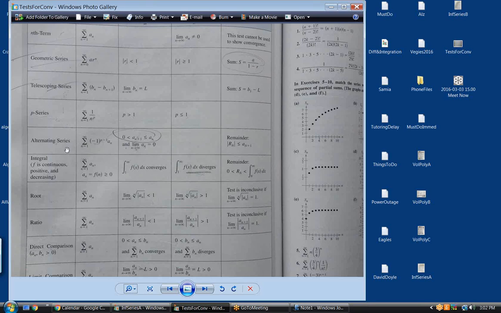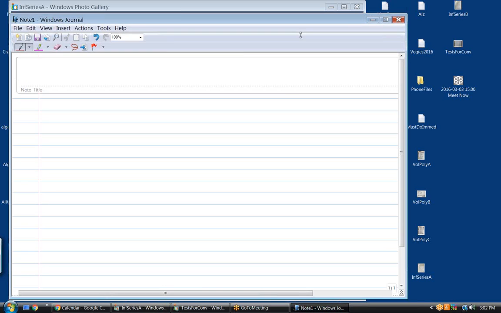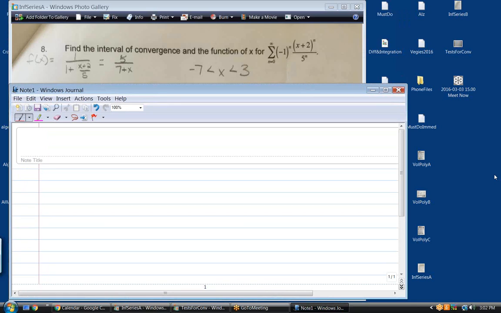But I noticed that problem 8 is actually an alternating series. Have you had the alternating series yet? I don't believe we have. I don't think you have either, merely from the way the teacher answered this question. It looks to me like she used the geometric test here. And that's not quite right, but it works.